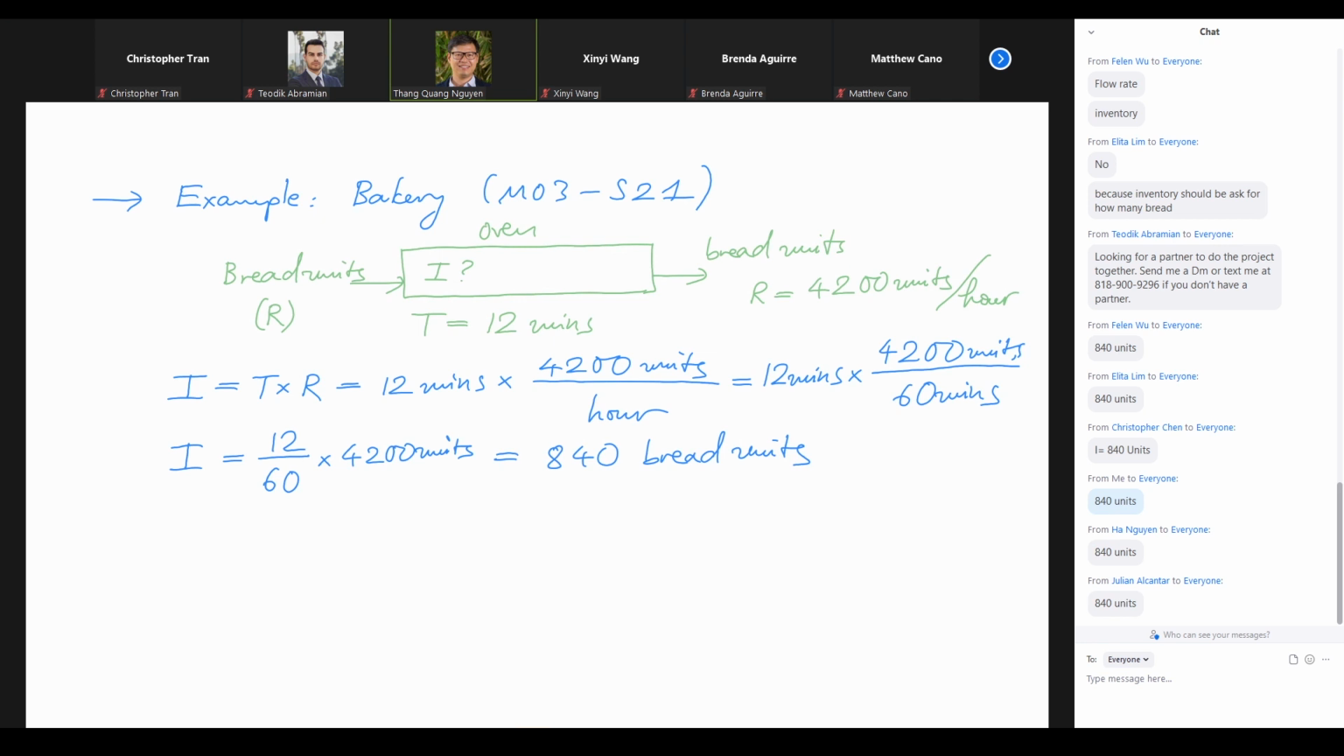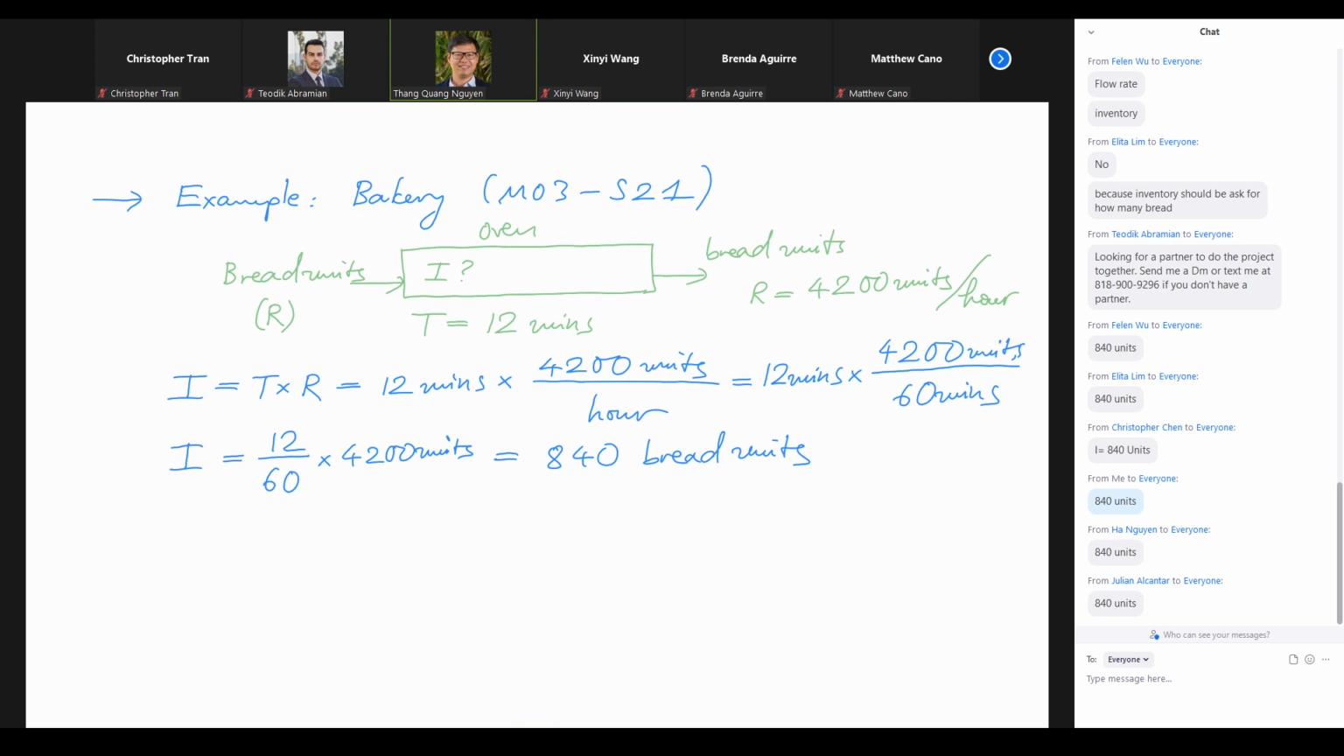All right, but then as a manager, we do not stop here. We know now that the oven has to contain 840 bread units at any given time. So here's my question for all of you, and it has to be based on the information given by the question. Does the result mean that we should buy a very large, very wide, very deep oven, so that we can house 840 bread units at the same time?